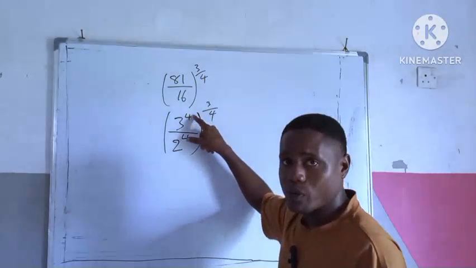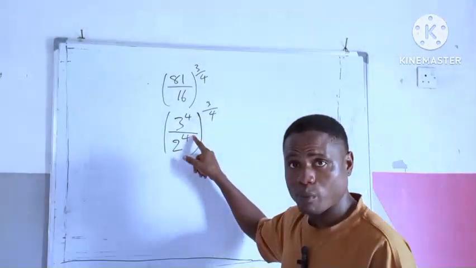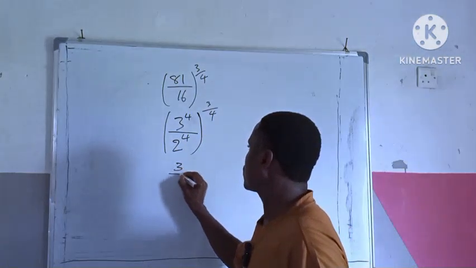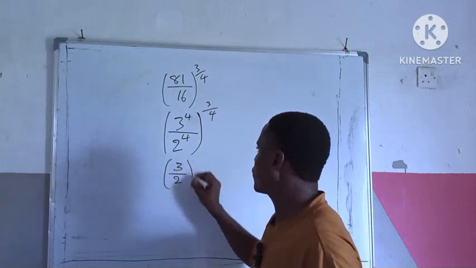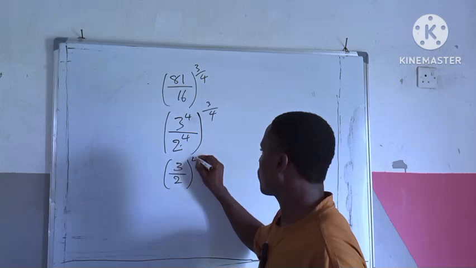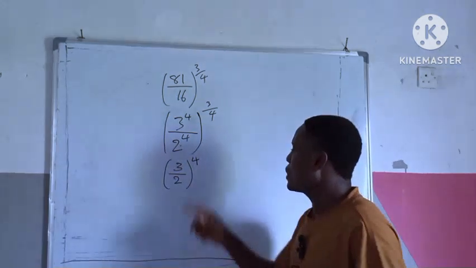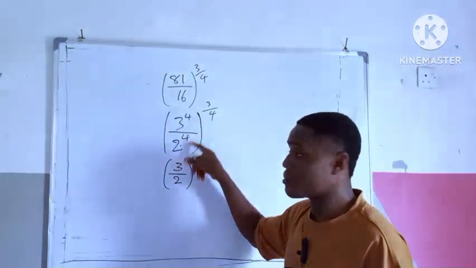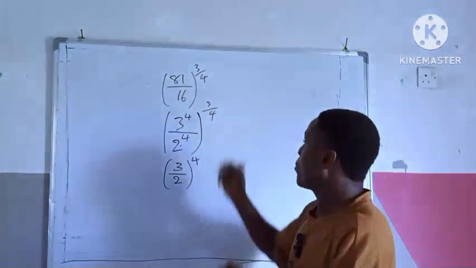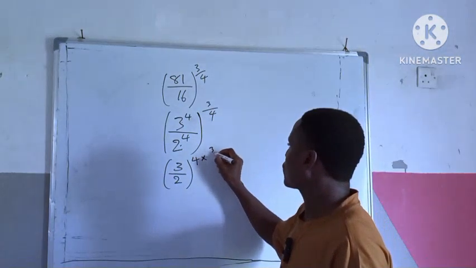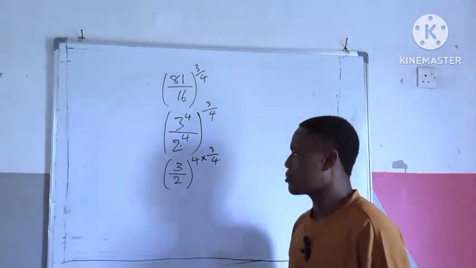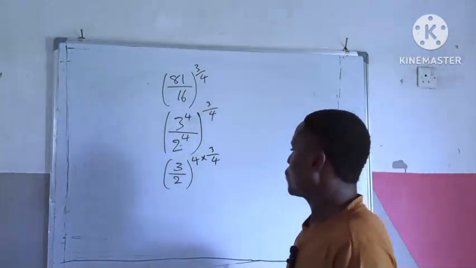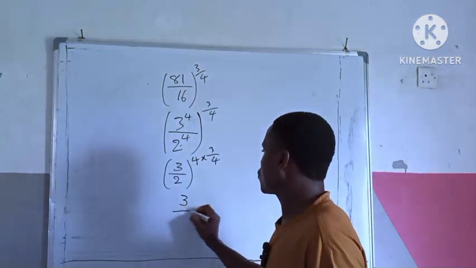So here we have 3 raised to power 4, and here we have 2 raised to power 4. So it's still the same thing as 3 all over 2, then raised to power 4. Now this 4 is affecting both the upper number and the down number, so it's still the same thing. So multiply by this 3 all over 4. It's still the same thing. Okay, so let's continue. So we have 3 all over 2.